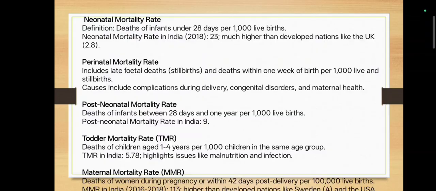Another very important statistical indicator is maternal mortality rate, which is deaths during pregnancy or within 42 days of delivery. It was 113 in India compared to only 4 in Sweden.